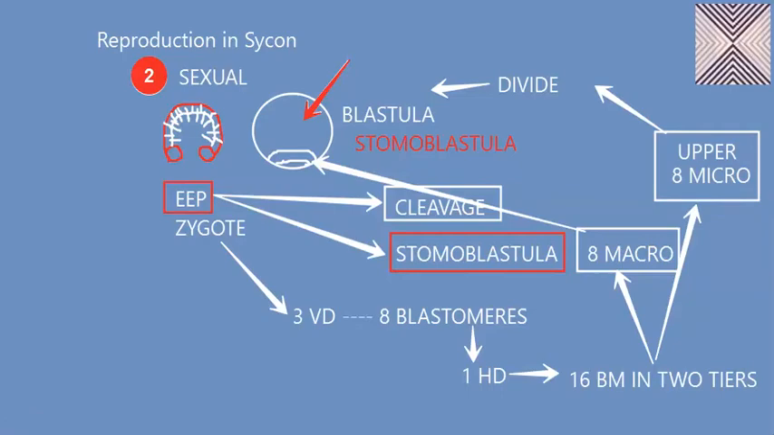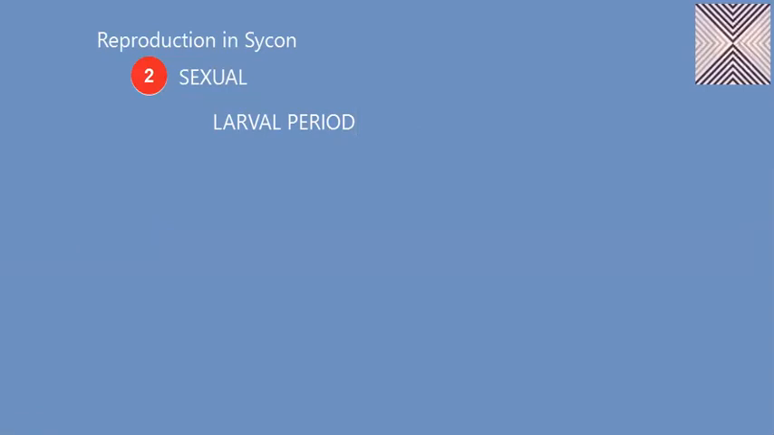So students, I think you are very clear about the very first phase, the early embryonic period. This is all the process of the early embryonic period. Now we start with the second period, which is the larval period. In this period we start with the phase called amphiblastula. This larval period is again divided into two subphases.